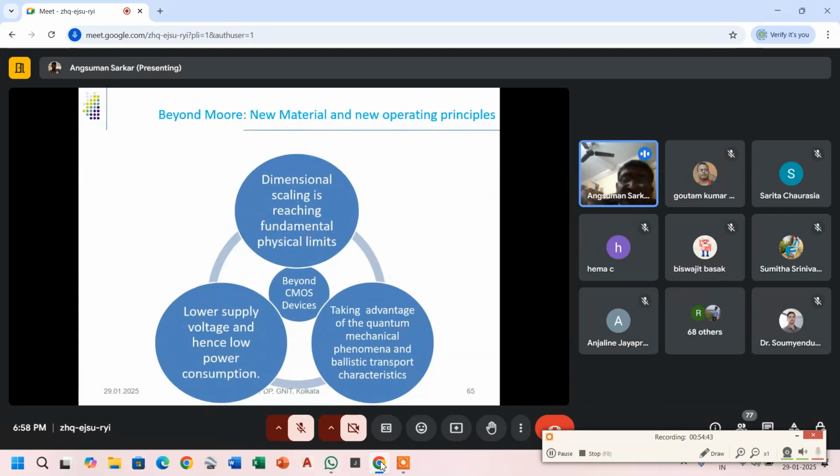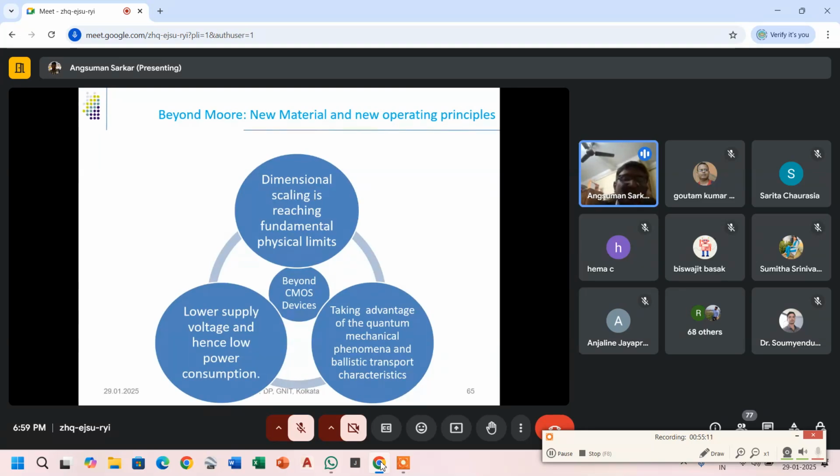To introduce the beyond Moore concept, the material will be changed. In SoC, we have not talked about that. I haven't told that the material will be changed. But here we are changing the material. Here we are changing the technology. The operating principle will be changed. Suppose some quantum mechanical approach or ballistic transport has been used, then the operating principle of the transistor will be changed. So that is called the beyond Moore concept.